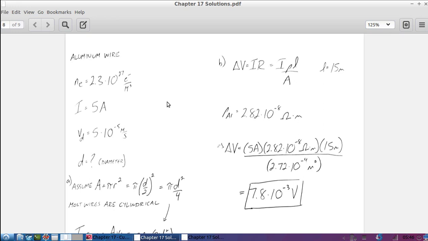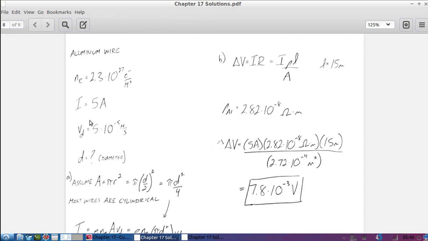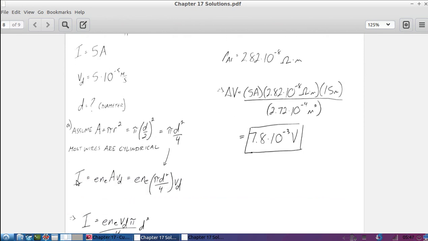So first thing I'm going to do is find the diameter, right? So the first part is I have the drift speed, I've got the current, I've got the charge density. So I think this expression for my current is going to be handy because it's got the area in it. I know e, I know lowercase n sub e. So diameter's hiding in this area value right here.